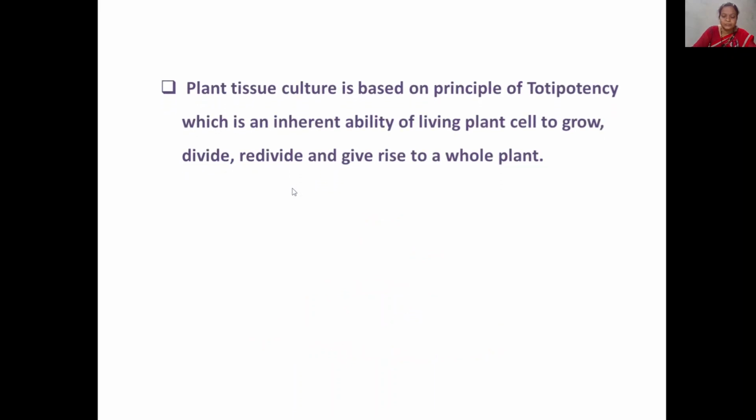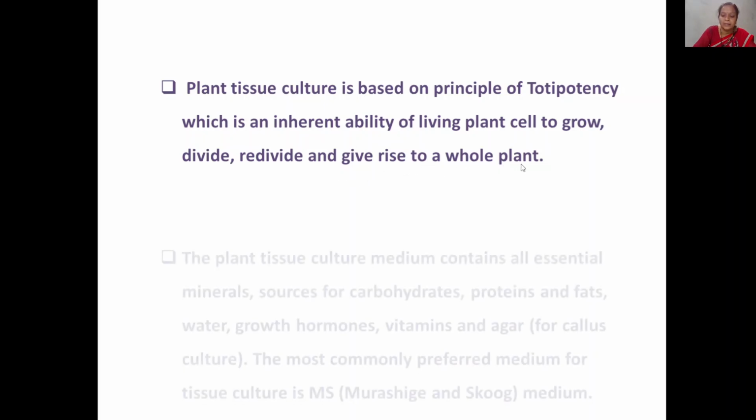Plant tissue culture is based on the principle of totipotency. Totipotency is the inherent ability of a living plant cell to grow, divide, redivide, and give rise to a whole plant.